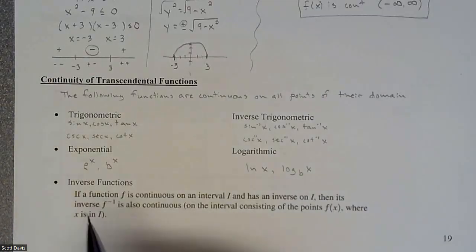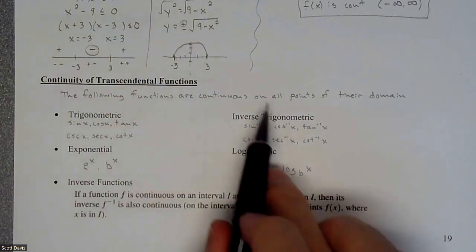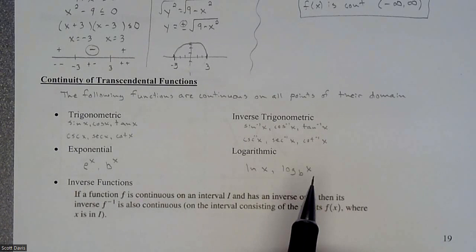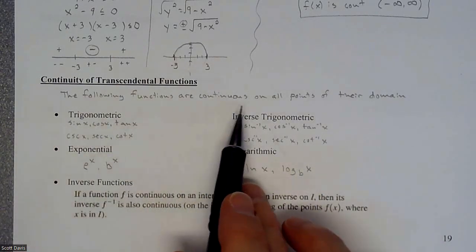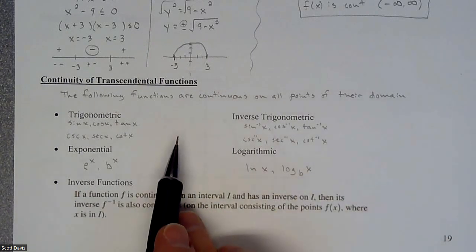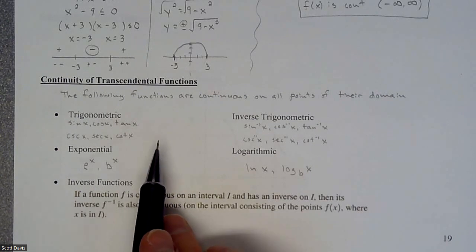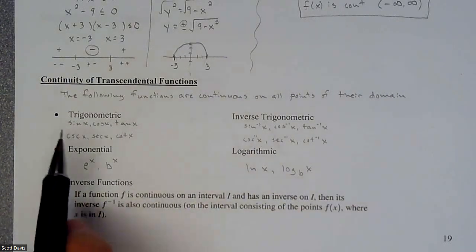This lesson, we are going to be talking about continuity of the transcendental functions. These are the transcendental functions. So just a basic idea that it says the following functions are continuous on all the points of their domain. So some of them have domain issues, but the values, the graph within those domains are not going to have any breaks in them. Okay, so here's what I mean by that.